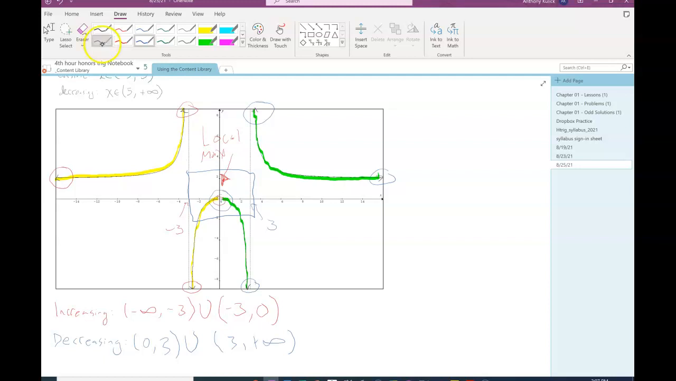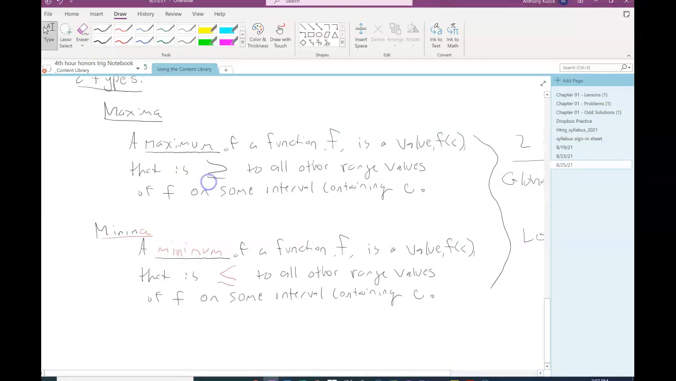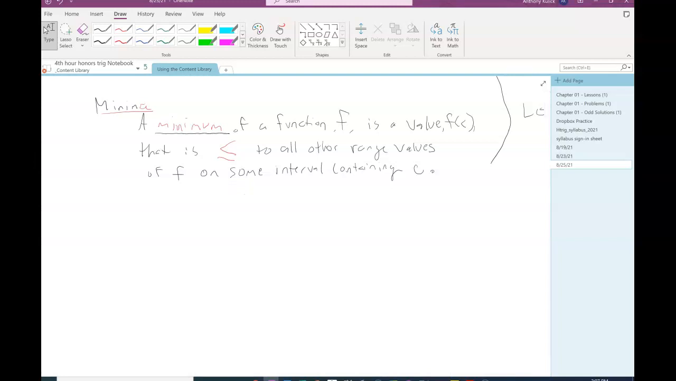Let's do one more example because we're going to actually use our calculator here to help us find specifically the values for maximums and minimums. I should say maxima and minima, but me speak English good.